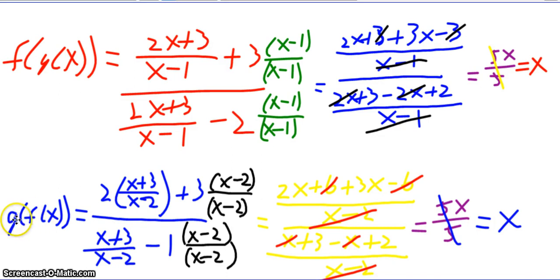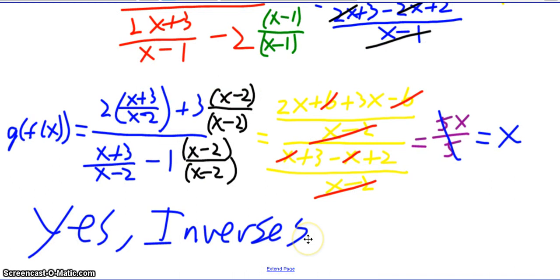So we're going to do what is g of f of x. I substitute the f of x function into the g of x function wherever there's an x. Again, get a common denominator in the numerator and in the denominator. Combine like terms. The x minus 2 in the numerator and denominator cancel. The x and the negative x in the denominator cancel. The 6 and the negative 6 cancel. And again, I'm left with 5x over 5, so it just reduces to x. Therefore, yes, these are inverses of each other.